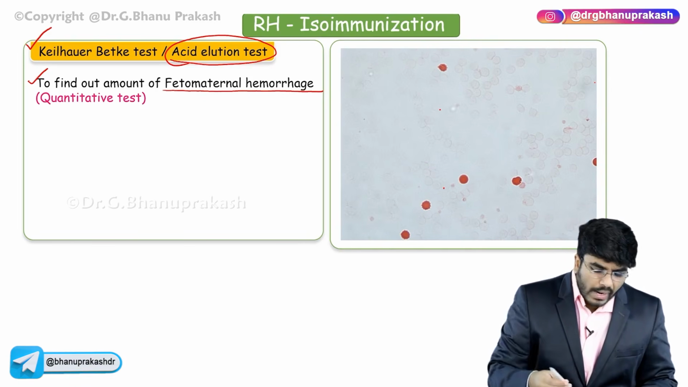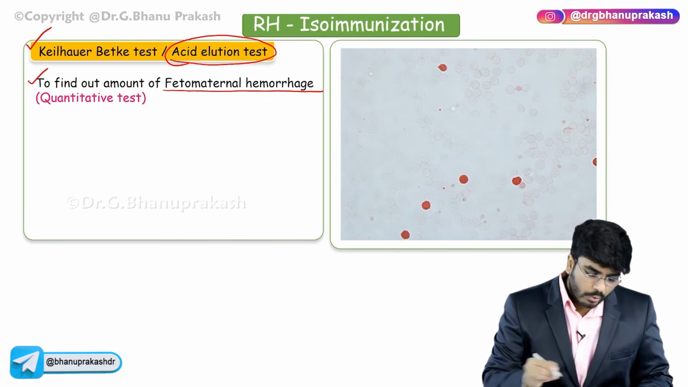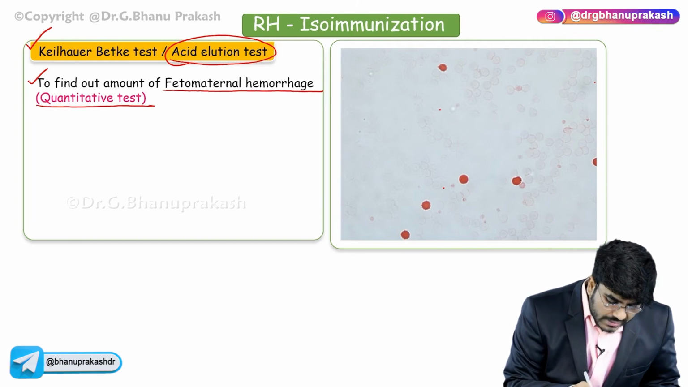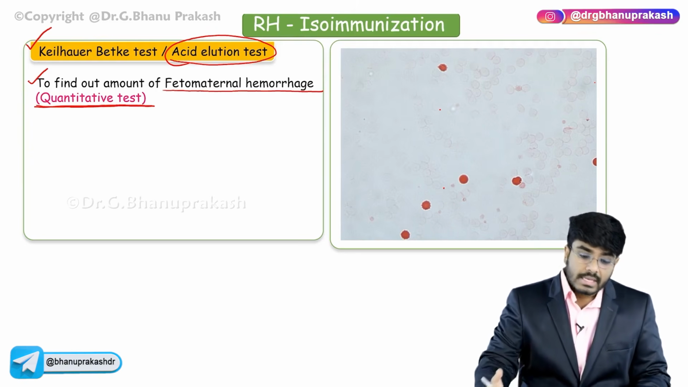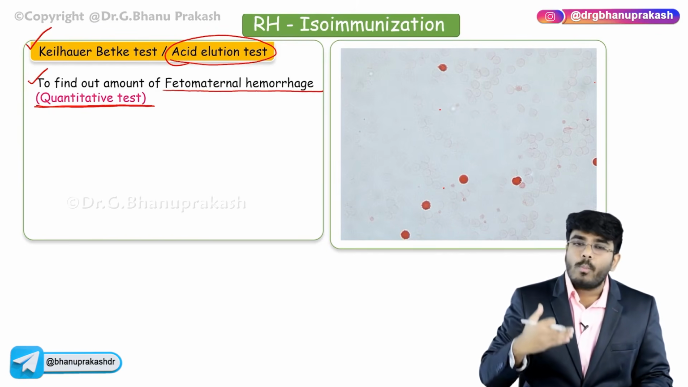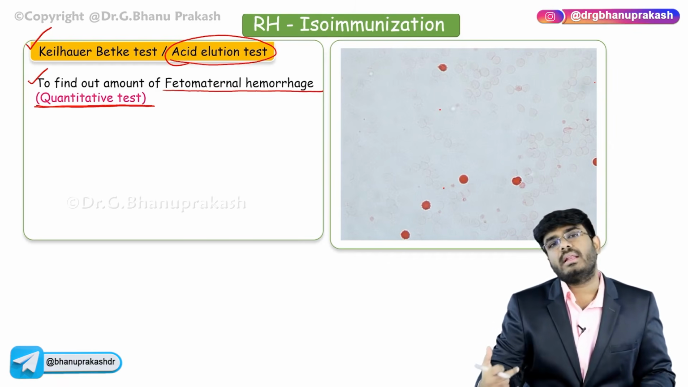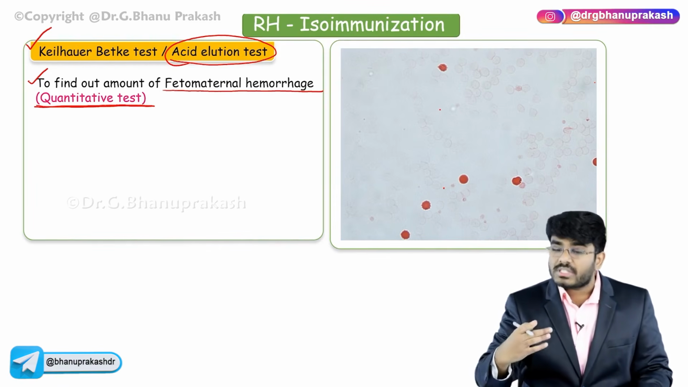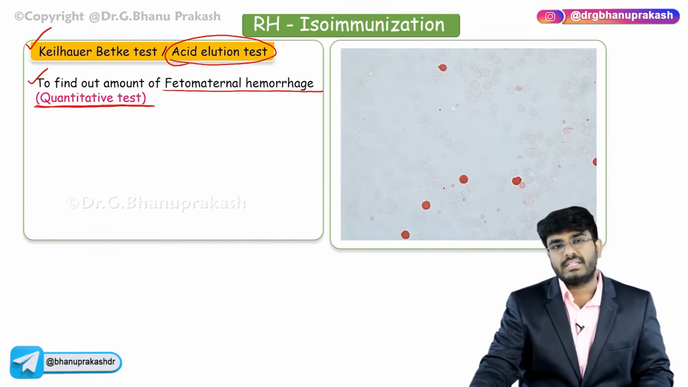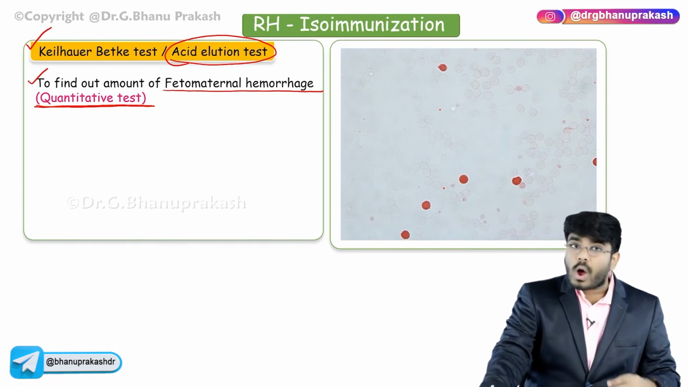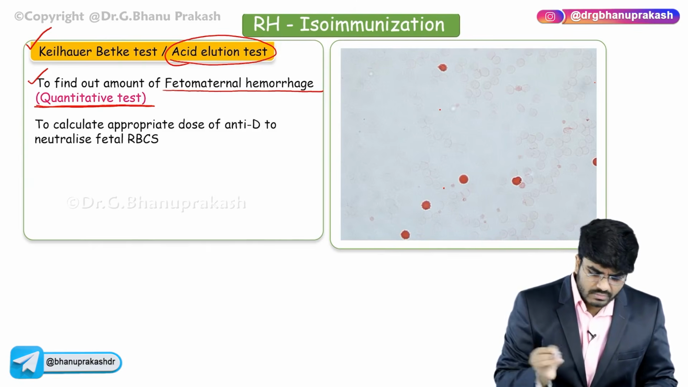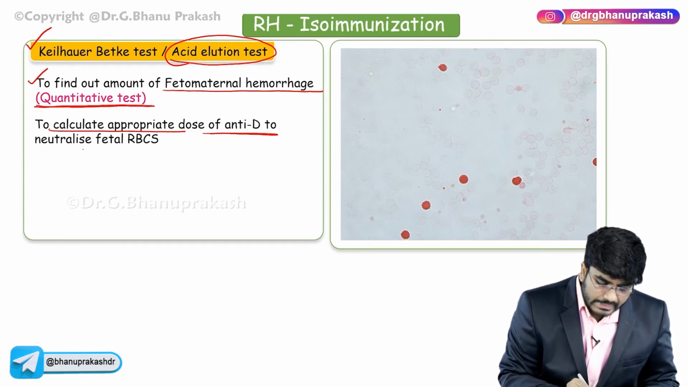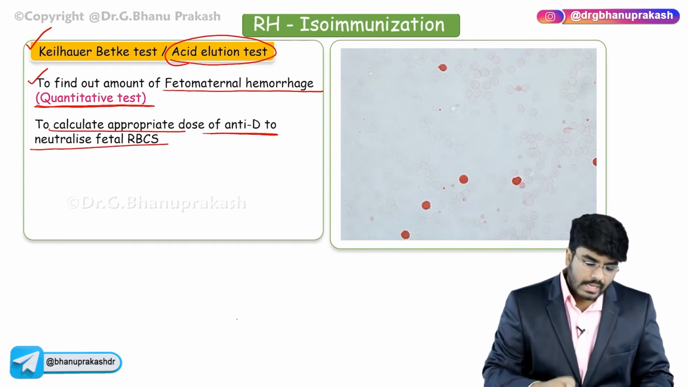Okay, so to find out the feto-maternal hemorrhage, we are going to do the Kleihauer-Betke test or acid elution test, and this is a quantitative test. Why is this quantitative? Because by doing this test, we know how much fetal blood has entered into the maternal circulation, how much amount of fetal RBCs are present in the maternal circulation. Okay, so this is a quantitative test. By doing this test, you can calculate the appropriate dose of anti-D that should be given to neutralize the fetal RBCs.